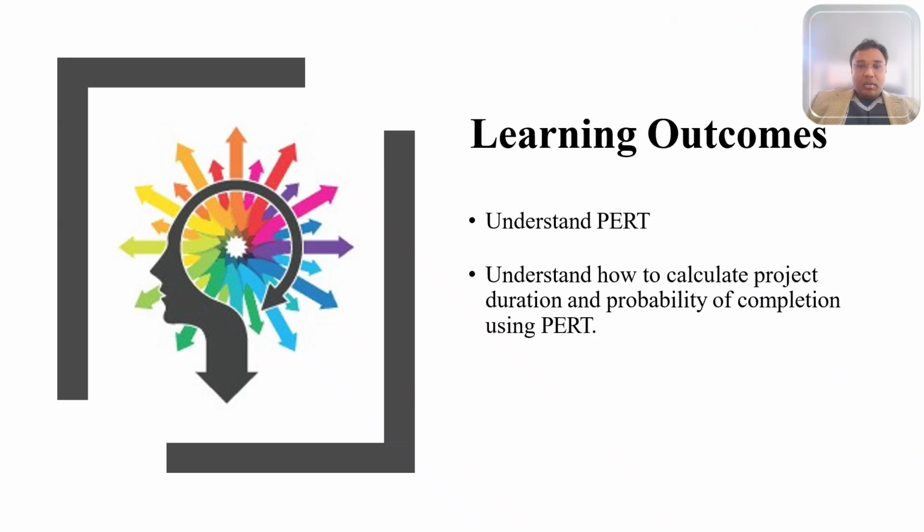Here's what you'll take away today. Understand what PERT is and how it differs from the deterministic method, which is your CPM. Learn how to calculate project duration using the PERT model. Explore how to estimate the probability of meeting a project deadline. By the end of this training, you'll not only know the formulas, but you'll also know when and why to use the PERT technique.